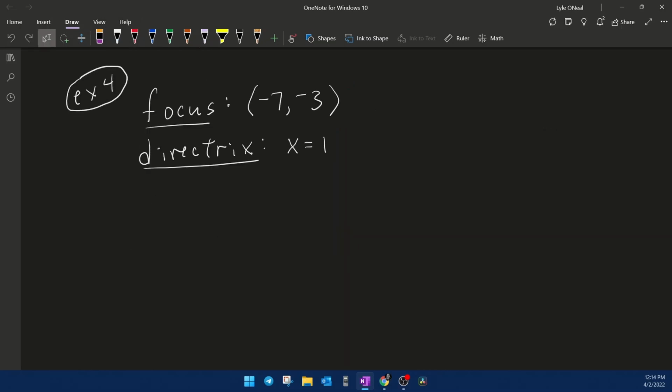All right, in our next example here, we're going to be given the focus and the directrix. Again, they want me to write the equation of the parabola. So the first thing you're going to have to do is identify whether you have a vertical or horizontal axis of symmetry. In this case, it should be pretty easy since we are given the directrix. It is x equal a number.